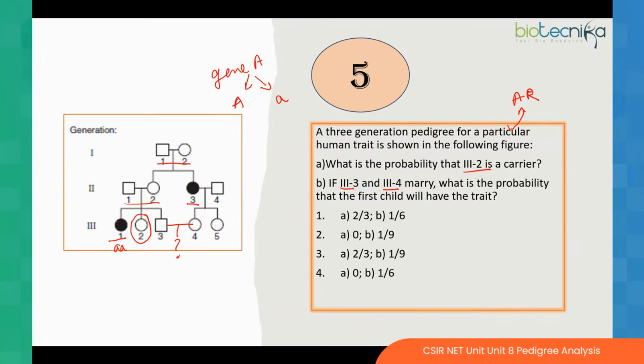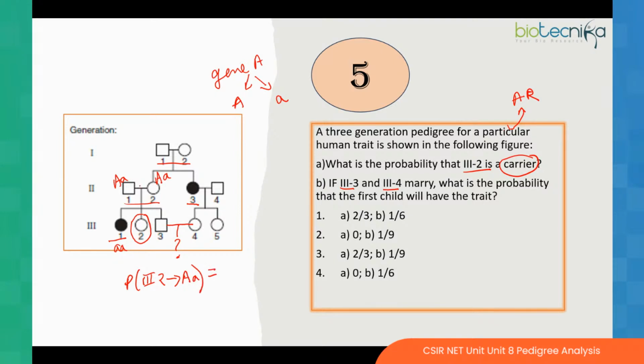If 3 1's genotype is small a, what will be the genotype of 2 1 and 2 2? So 2 1 and 2 2 have to be heterozygous, right? Both of them have to be heterozygote. Now, if both the parents are heterozygote, in the third generation, what is the probability of 3 2 to be a carrier? What is the probability of 3 2 to be a heterozygote?